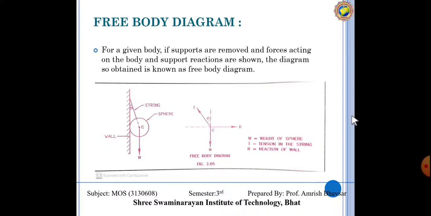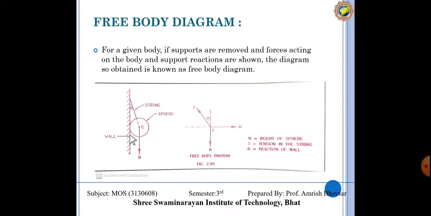Suppose we are sitting on a bench. We are in a stable position because the bench is going to give a reacting force. So if any body is in a rest position with the help of some support, here we are going to find the reaction of the support with the help of Lami's theorem.